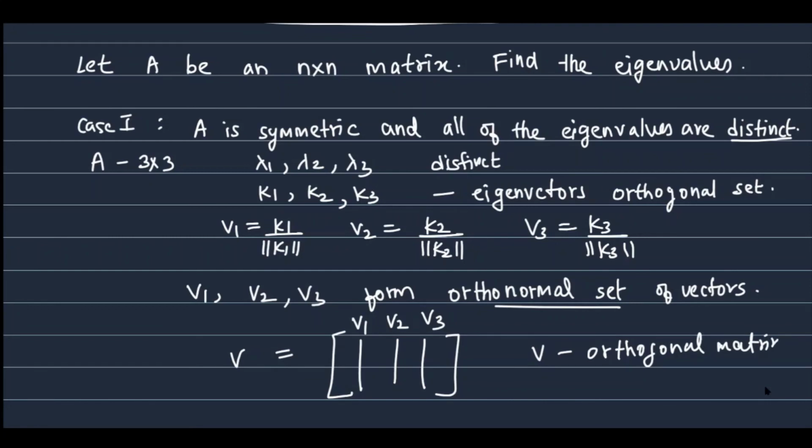So here we have described a method, given a matrix A, of how to construct an orthogonal matrix V from A. So we got a new matrix V from A. What we did is first we find the eigenvalues of A, and suppose that A is symmetric and all of its eigenvalues are distinct. Now we know that the eigenvectors corresponding to distinct eigenvalues form an orthogonal set. So we got the eigenvalues, now find the eigenvectors. Let k1, k2, k3 be the eigenvectors.